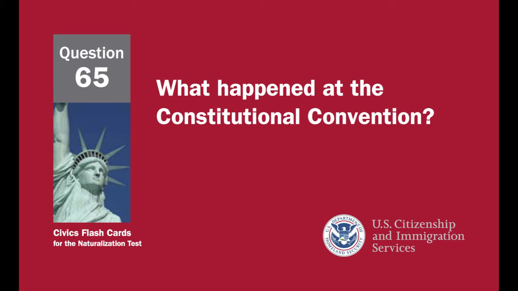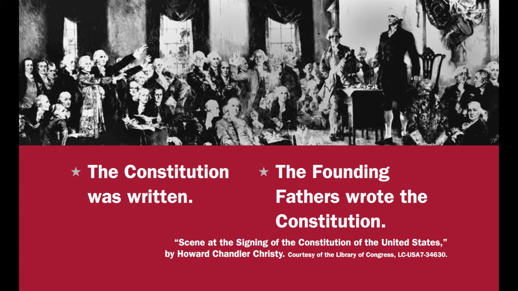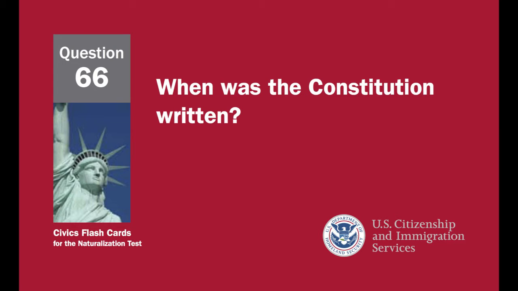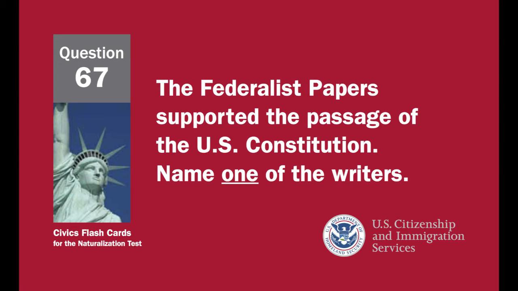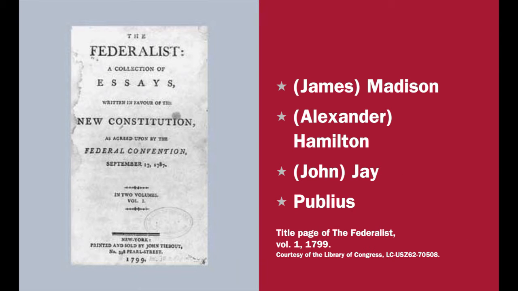What happened at the Constitutional Convention? The Constitution was written. The Founding Fathers wrote the Constitution. When was the Constitution written? 1787. The Federalist Papers supported the passage of the U.S. Constitution. Name one of the writers. James Madison, Alexander Hamilton, John Jay, Publius.